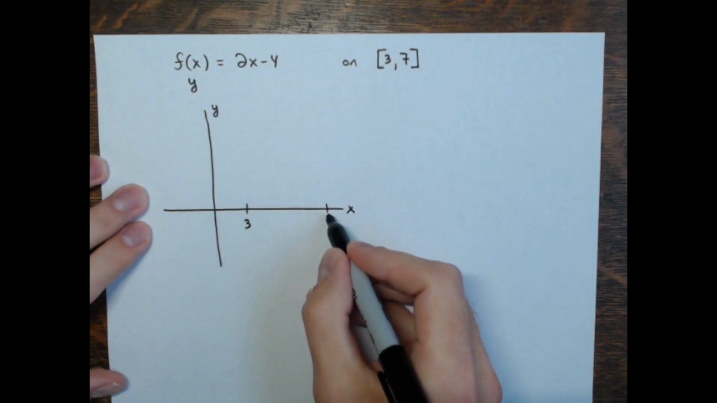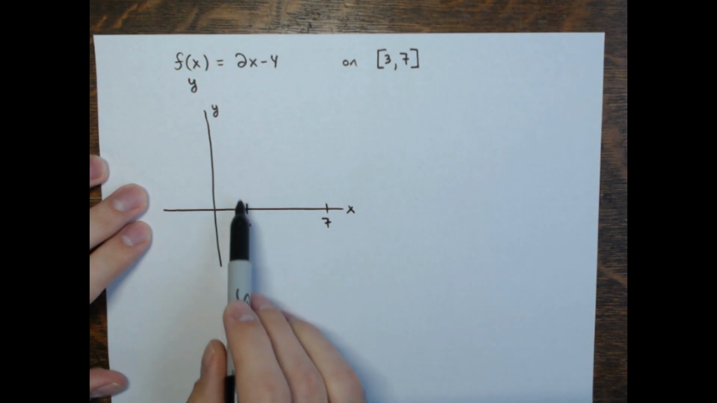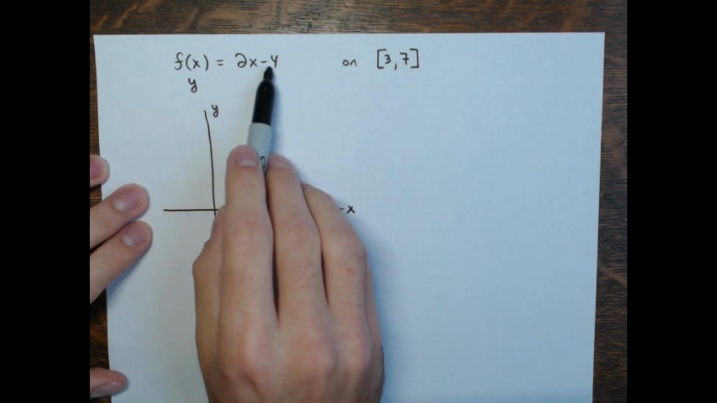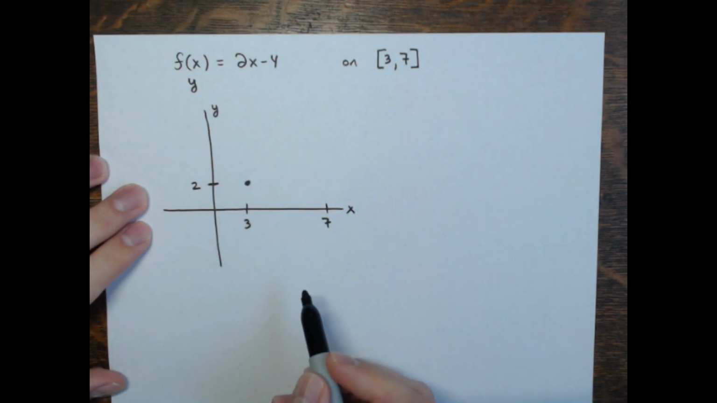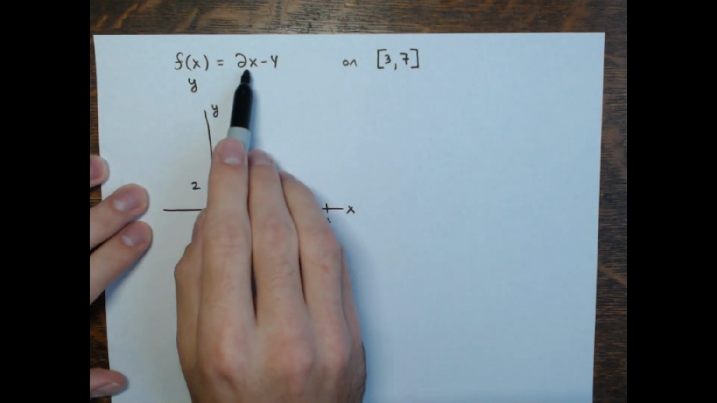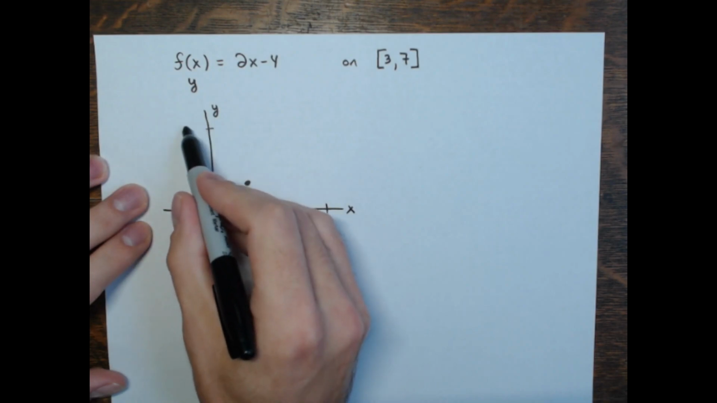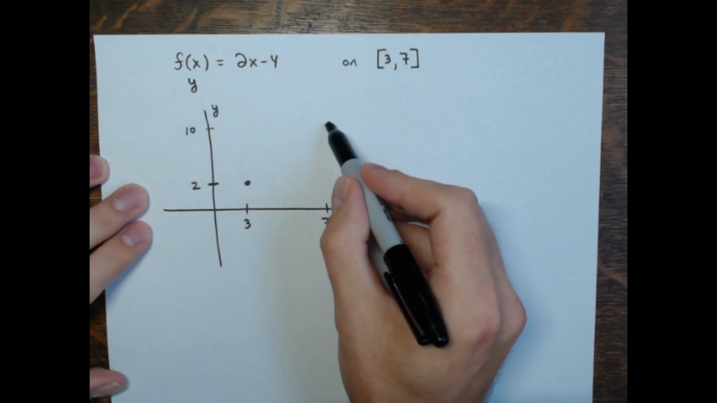3 on the x is 7 on the x. Now, when x equals 3, that's 6 minus 4, right? The y value is 2. There's that point on the curve. And when x equals 7, right? 14 minus 4 is 10. So (7, 10) would be on the curve.